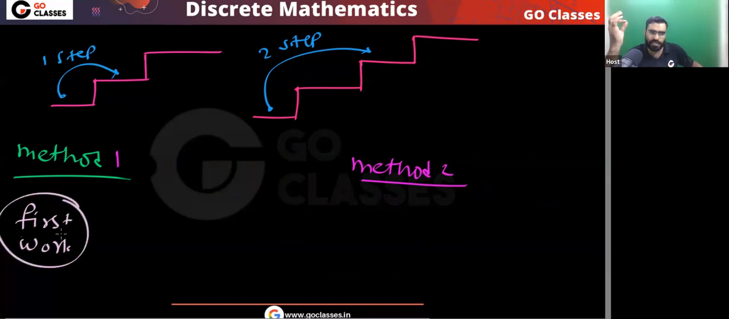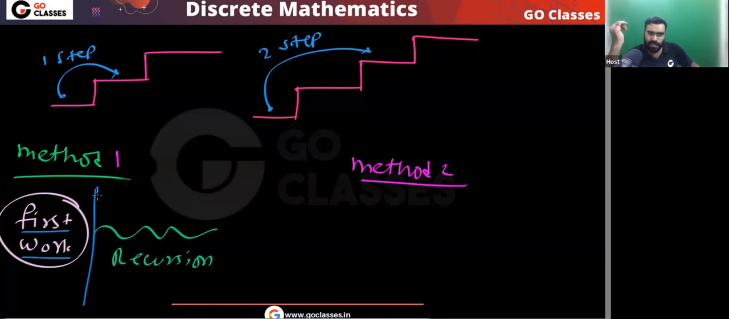And then you apply the recursion. Okay, you do some work in the beginning, and then you can apply the recursion. Is this point clear? You can do the first work initially, in the beginning, and then you can apply the recursion. Then recursion will handle everything.